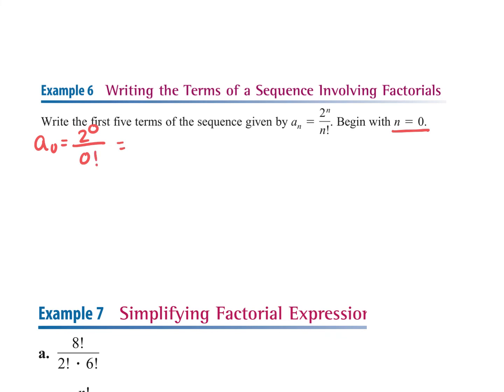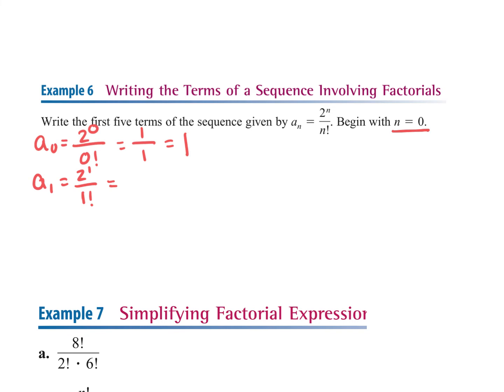So what's 2 to the power of 0? 1. And what's 0 factorial? 1. And 1 over 1 is 1. Next, I want to find a sub 1. So I plug in 1 into all of my n's. So I have 2 to the first power over 1 factorial.